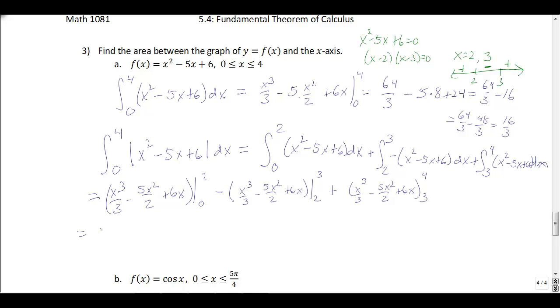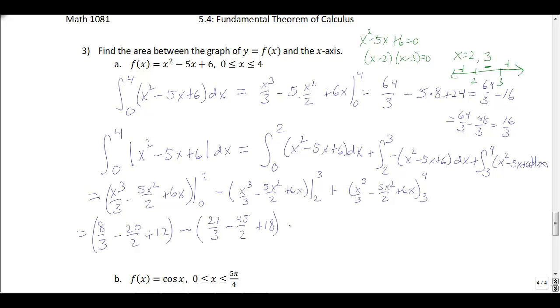Plugging in 2 gives me 8/3. 2 cubed is 8. 2 squared is 4 times 5 is 20. Minus 20 over 2, that would be 10. Plus 12. When I plug in 0, everything is going to be 0, so I don't need to worry about that. Minus, plug in the 3, 27 over 3, that's 9. 3 squared is 9 times 5, that's minus 45 halves. Plus 6 times 3, that's 18.